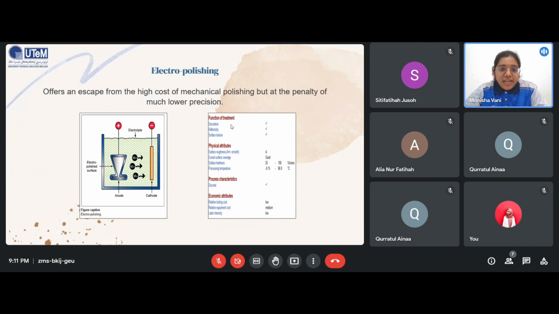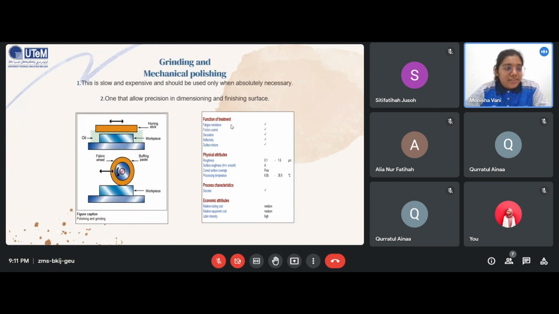And the last thing is grinding and mechanical polishing. Grinding is slow and expensive, should be used wet, and only when absolutely needed. And mechanical polishing is one of the least damaging ways of finishing a surface. This is the figure of the grinding and mechanical polishing. The description is the same as mechanical polishing and electropolishing, but the mechanical process is contained with the characteristic chemical temperature of 685 with 36 degrees Celsius.